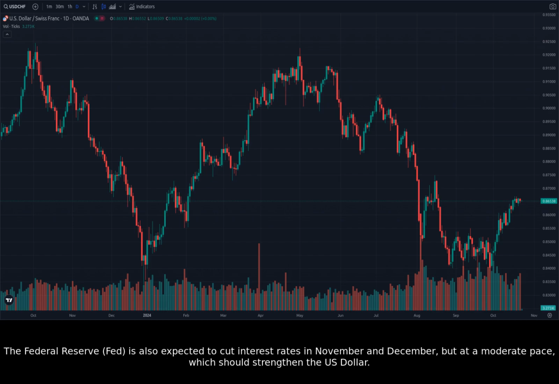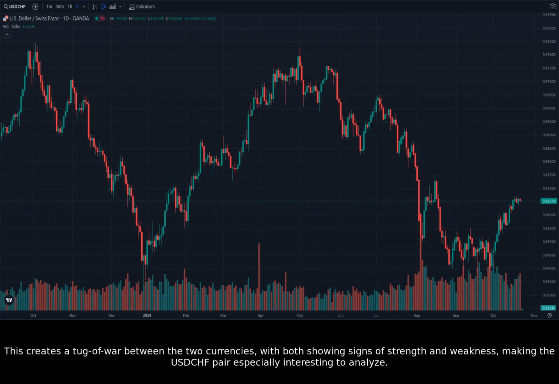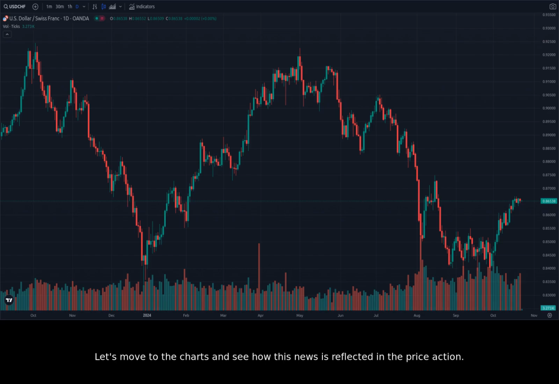The Federal Reserve, Fed, is also expected to cut interest rates in November and December, but at a moderate pace, which should strengthen the US dollar. This creates a tug-of-war between the two currencies, with both showing signs of strength and weakness, making the USDCHF pair especially interesting to analyze. Let's move to the charts and see how this news is reflected in the price action.